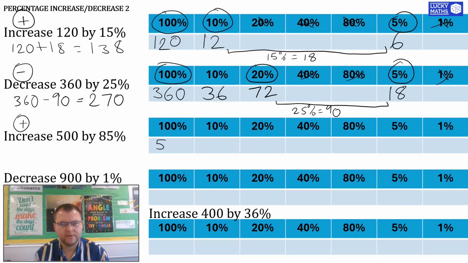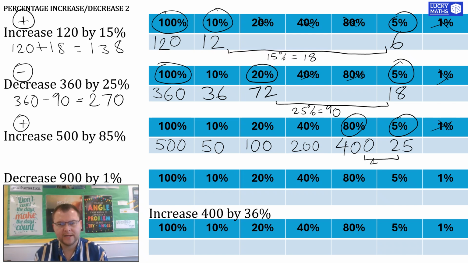Example 3, we're going to start with 500. We're looking to increase by 85%, so I've circled the ones I'm interested in. 10% is 50, double it, 100, double it again, 200, double it once more, 80% is 400. 5% will be half of the 10%, half of 50 is 25, so 85% is therefore 425. We need to add that to what we started with, so therefore the final answer is 925.